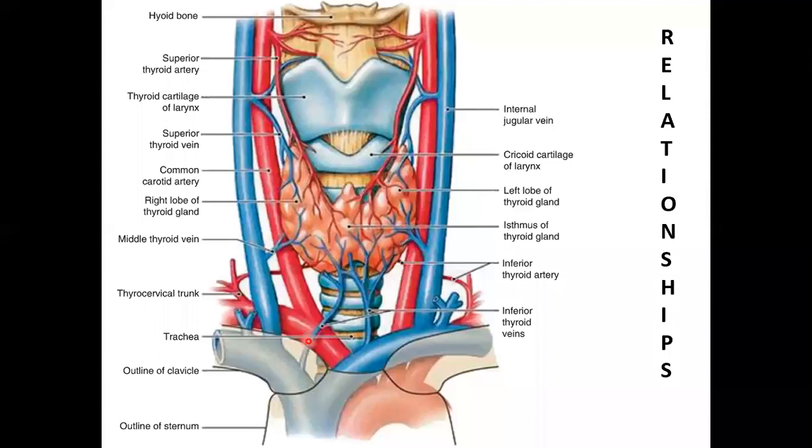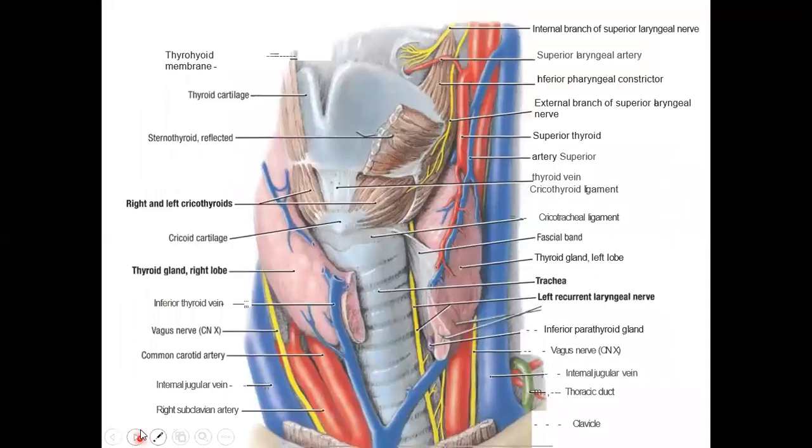There we go. So here's our inferior thyroid veins here, draining into our brachiocephalic veins. Here's our middle and our superior thyroid veins draining into the IJV. So middle and superior thyroid vein draining into the IJV, inferior thyroid veins draining into the brachiocephalic veins. What's important about this picture?